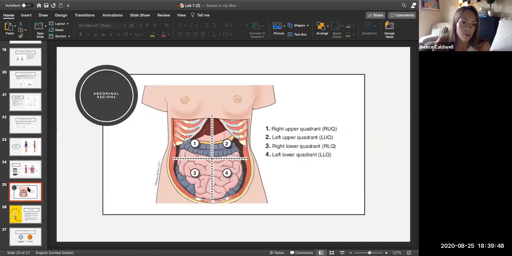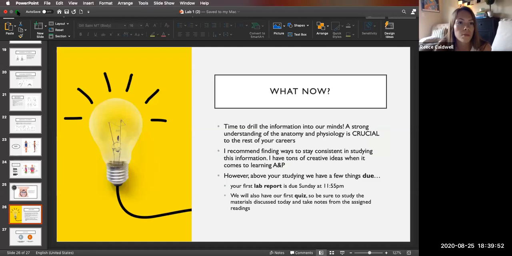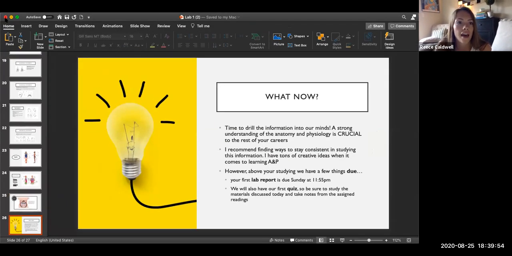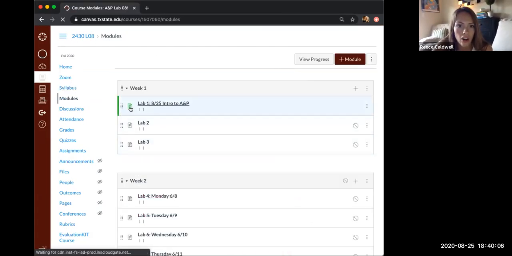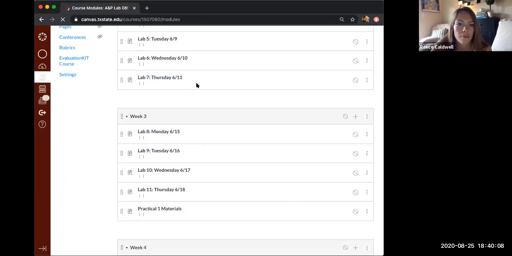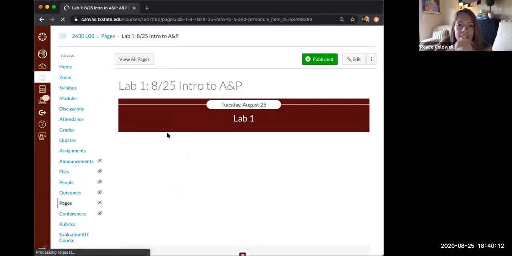So yeah, study up. Let me go over the lab report really quick. The lab reports will be different every lab. This first one's going to be one of the most boring ones. All right, let me get back to Canvas. If you go to your modules, here we are, lab 1. I have all the labs loaded, but I need to update the dates.